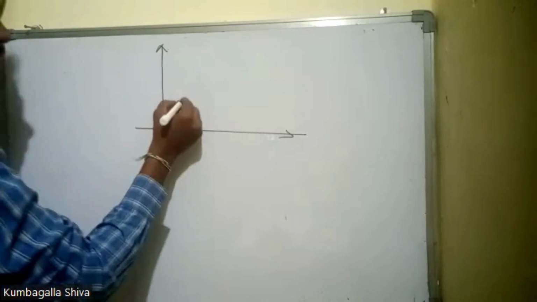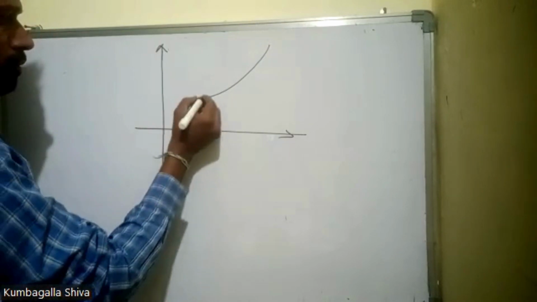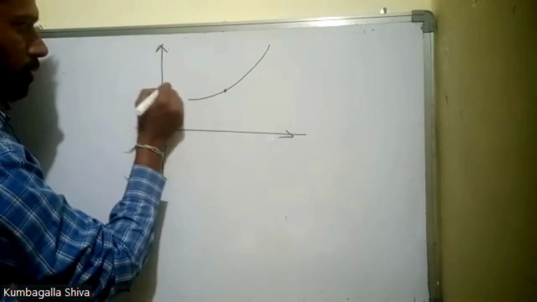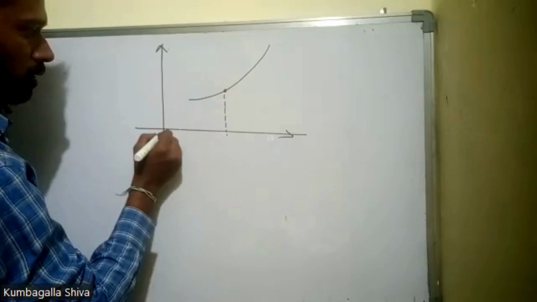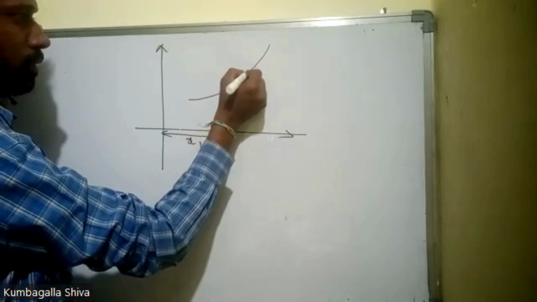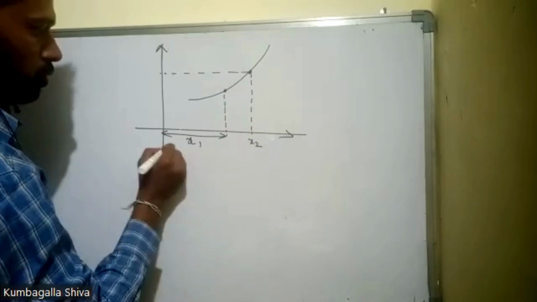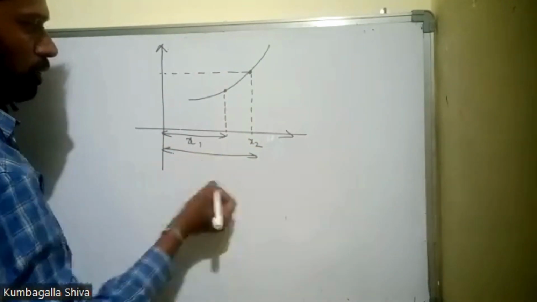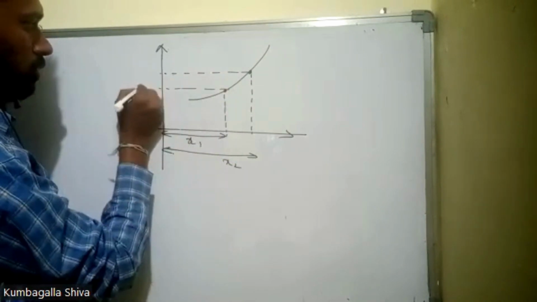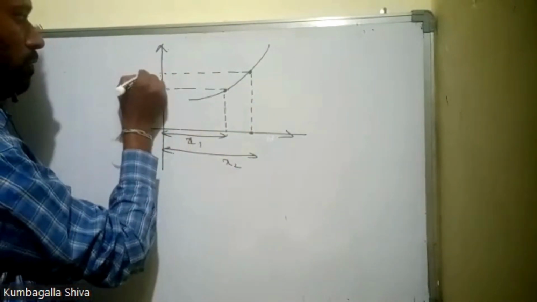How are we writing it? Consider this a non-uniform curve. Consider this point at distance x1, from here to here, and another point at distance x2, from here to here. For x1 the vertical distance is y1, and for the x2 distance it is y2.